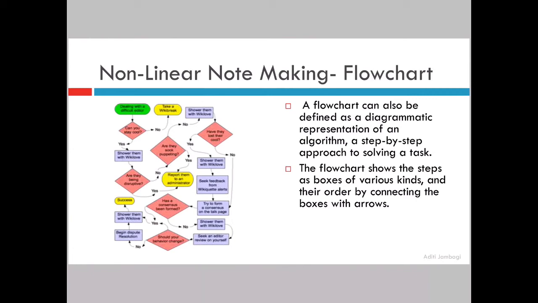Understanding? So a flowchart is a type of diagram that represents a workflow or process. A flowchart shows the steps as boxes of various kinds and their order by connecting the boxes with arrows. Now what does this diagrammatic representation do? This diagrammatic representation illustrates a solution model to a given problem. Flowcharts are used in analyzing, designing, documenting or managing a process or program in various fields.